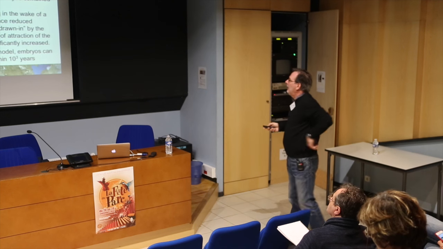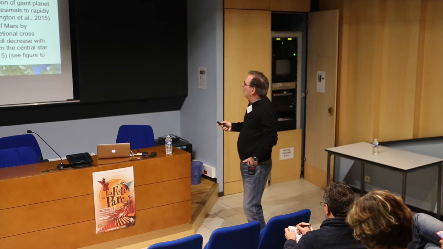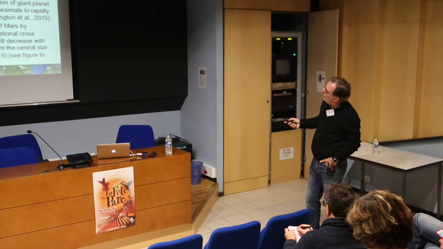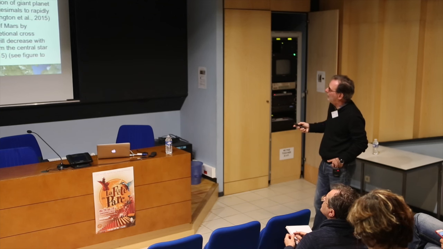there is still a problem with that, and that has recently been solved. Some of that can help to overcome the meter barrier and explain the rapid formation of giant planets by allowing planetesimals to rapidly accrete pebbles. This is the 2015 paper. There was one problem. If you make it too quickly, you're not forming four giant planets, you form 20 of them, and that wouldn't fit. So they have a little bit of a problem of steering this such that the accretion of the pebbles is rapid, but not too rapid. And if it's just right, then you get the right number of Jovian planets.